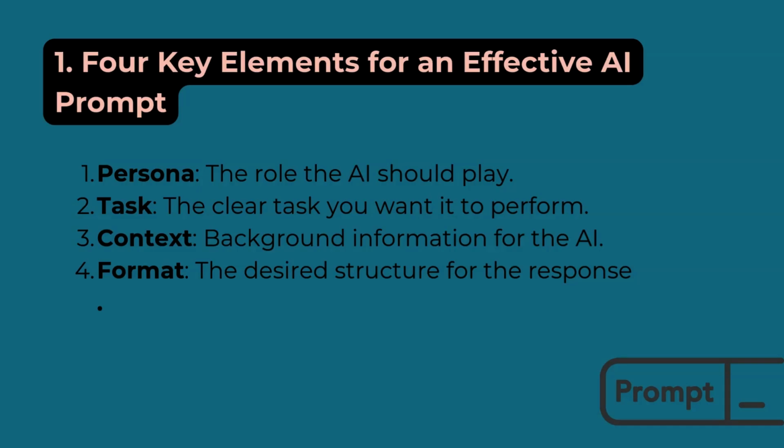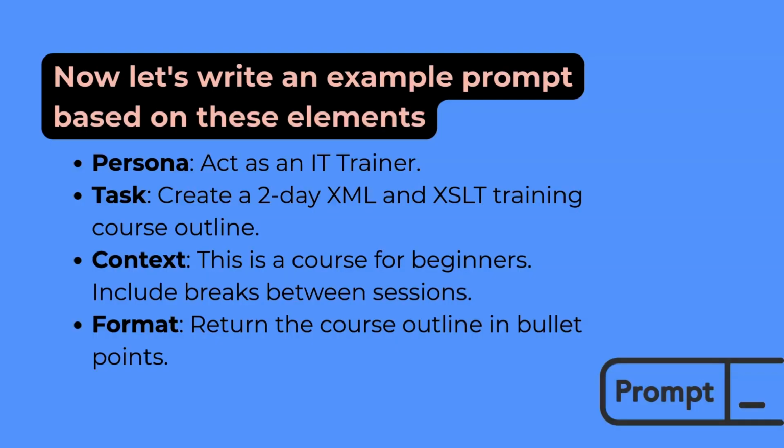Okay, so let's have an example of this. Here I'm going to make a prompt and I'm going to ask AI to act as an IT trainer. Its task is to create a 2-day XML and XSLT training course outline. The context is that this is a course for beginners and it should include breaks between the sessions. Remember, it's for 2 days. The format, I want the format of the course to be returned in bullet points, something easy to follow.